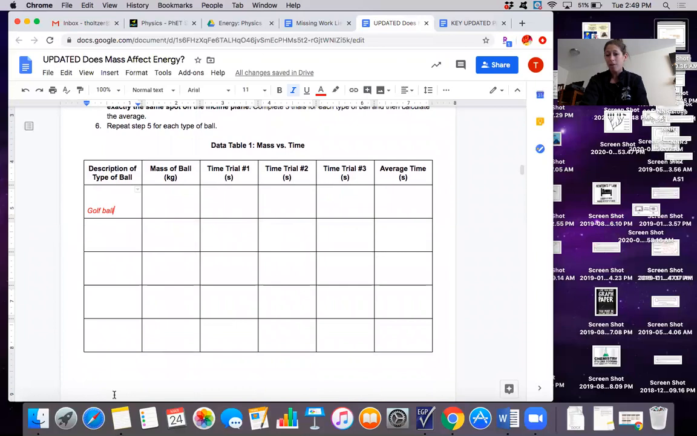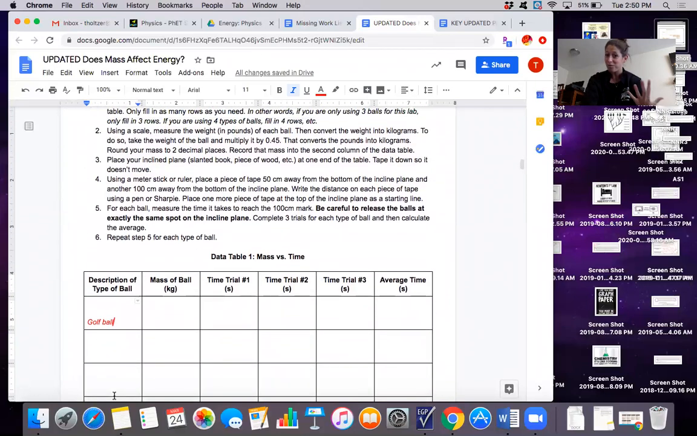You'll notice I have 5 options, which is great because I actually have 5 balls that I want to do this experiment with. You don't have to do 5. You must do at least 3.